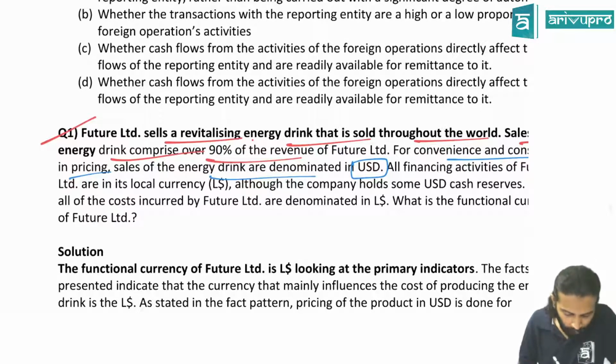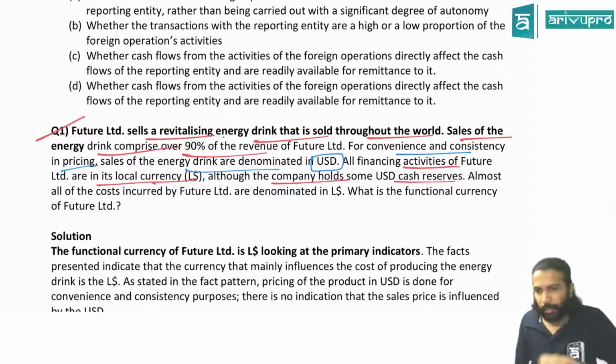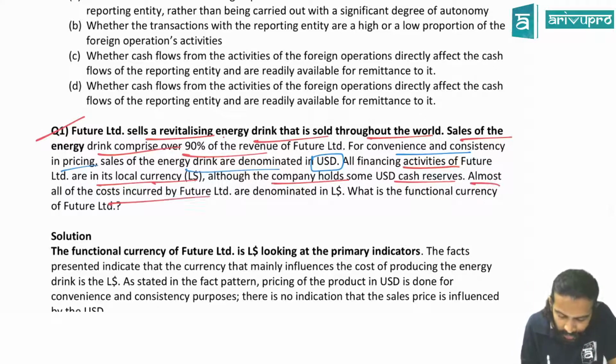For the sake of convenience and consistency, we are denoting the energy, billing it in dollars, correct? All the finance activities of Future Limited are in local currency, that is L dollars. Although the company holds some USD cash reserve, just for emergency sake. But most of their finance activities are in local dollars. Almost all the costs incurred by Future Limited are denominated in local dollars.